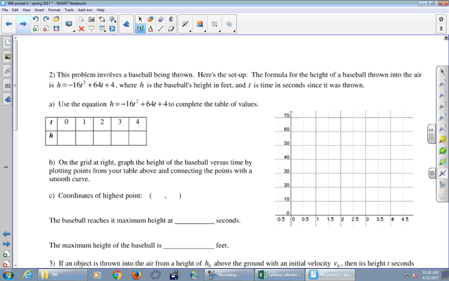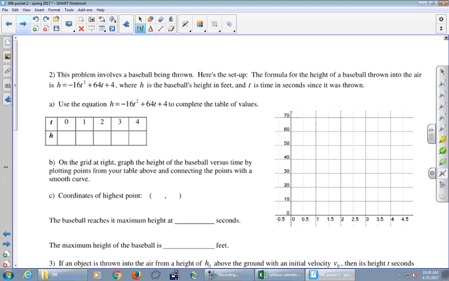So number 2 says this problem involves a baseball being thrown. Here's the setup. The formula for the height of a baseball thrown into the air is h equals negative 16t squared plus 64t plus 4, where h is the baseball's height in feet, and t is the time in seconds since it was thrown. Just imagine a baseball going up in the air and coming back down, and this formula tells you exactly how high it is at every moment in time. So when this person throws the baseball, you've got a stopwatch in your hand, you start that stopwatch, and plugging different times into that equation will tell you exactly how high this baseball is off the ground at that moment in time.